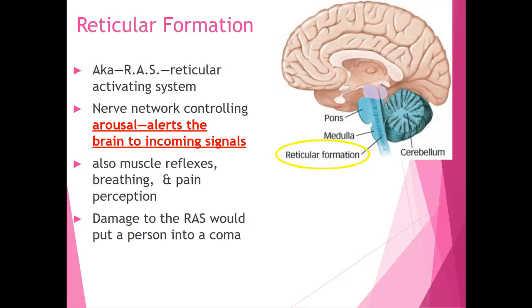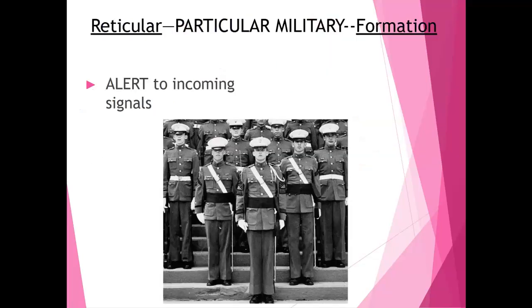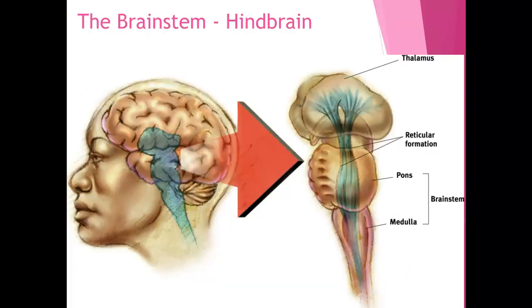The reticular formation, also part of the hindbrain region, alerts the brain to incoming signals. Damage to the reticular formation would put you in a coma because your brain would not realize that signals are coming up the spinal cord into the brain. We said reticular sounds like particular military formation. So when you're in military formation, you're alert to incoming signals.